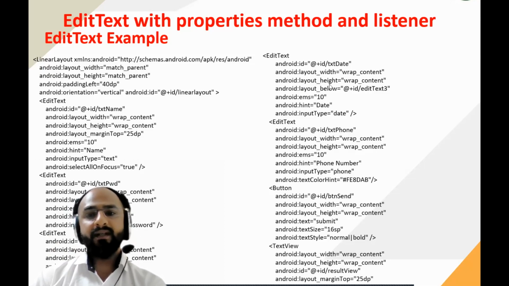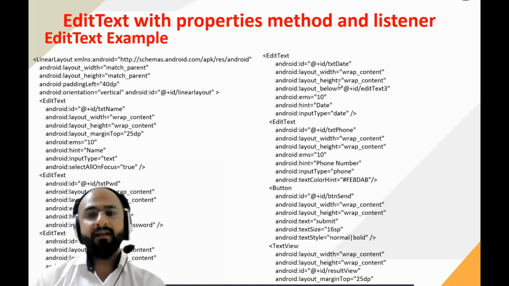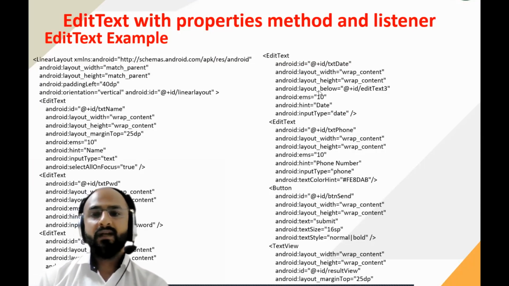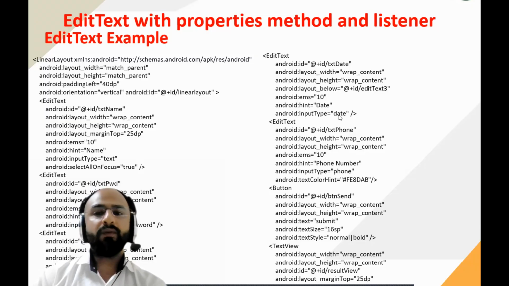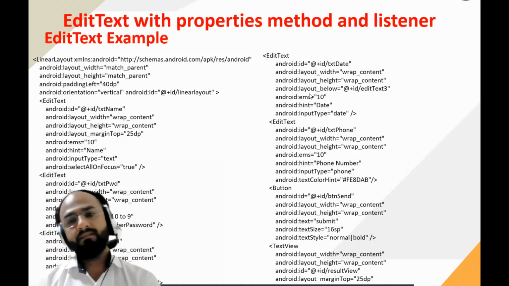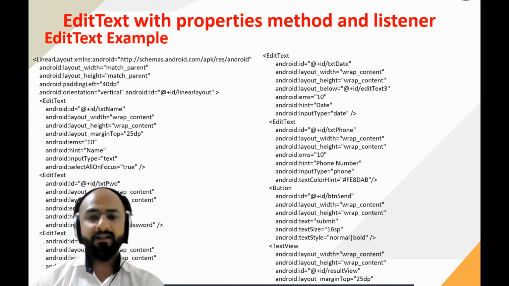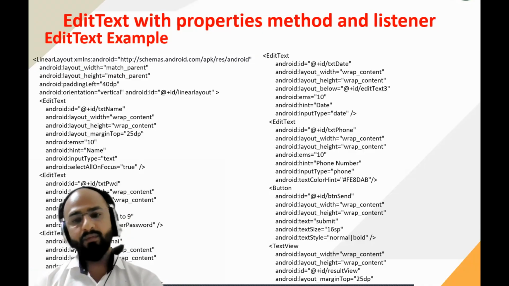Layout width wrap content, layout height wrap content. तो जो भी हमने write करा है वो क्या है, हाइट जो है वो wrap content है, width जो है वो wrap content है. And then the important property is input type. I have taken input type equal to date over here. So this edit text is used to get the date from the user. Another edit text I have taken, you can say for phone number, input type phone over here. Then there is a button and there is a text view. So this whole example is covering edit text, text view and a button also.